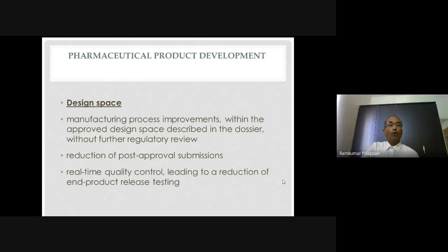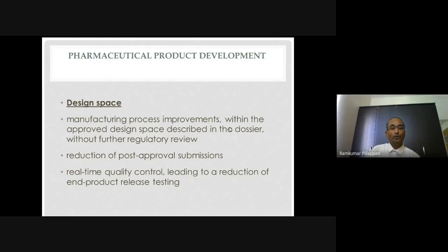So this will avoid any post-approval submissions. That means you get the approval, then you go back to US FDA and say, sir, I've changed this, please give approval. That is really suicidal. So you cannot plan for any such things unless it is really unavoidable. So you have to process the development in such a way that you will not end up with any issues with regulatory reviews.